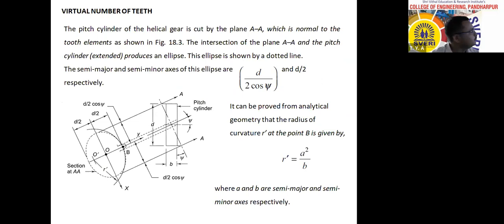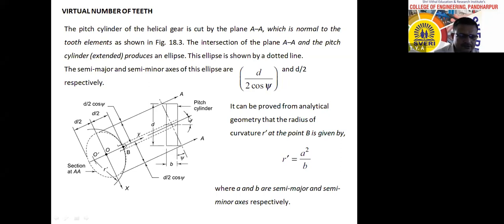Now, virtual number of teeth. See that this is the helical pitch cylinder of the helical gear. We know that the teeth are inclined on the surface of the gear and they form a helix angle psi. Therefore, if you take a section perpendicular to the teeth, AA, which is normal to the teeth element, the intersection of the plane AA and the pitch cylinder produces an ellipse.